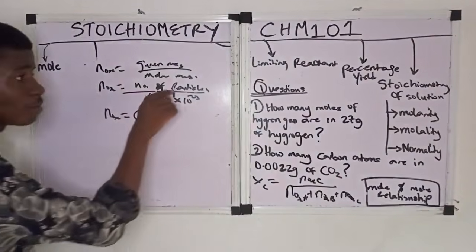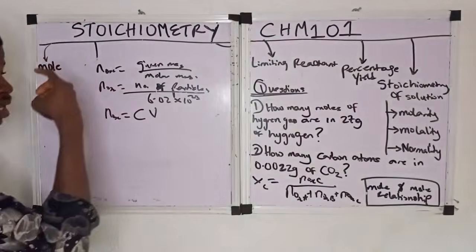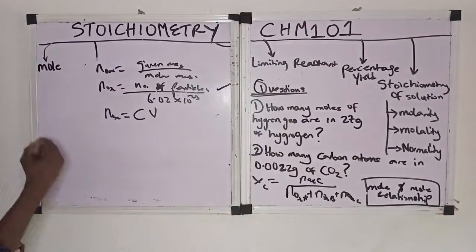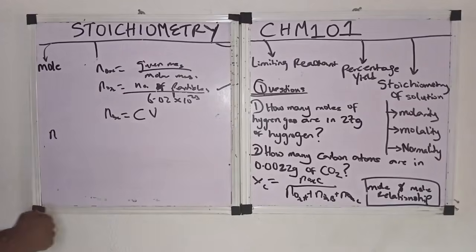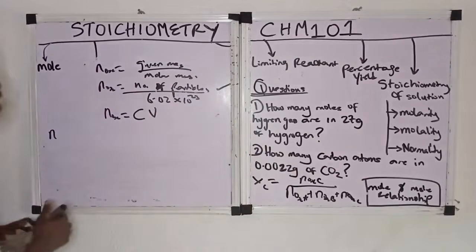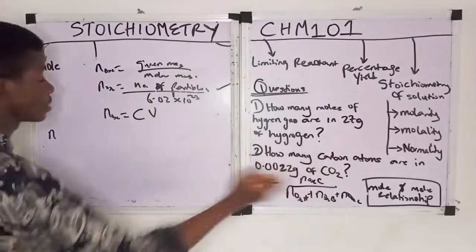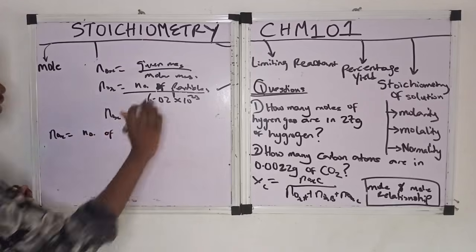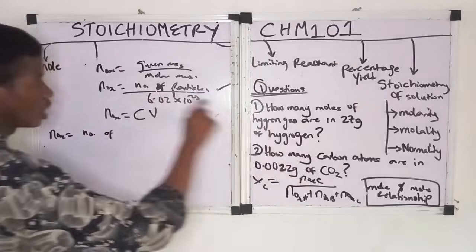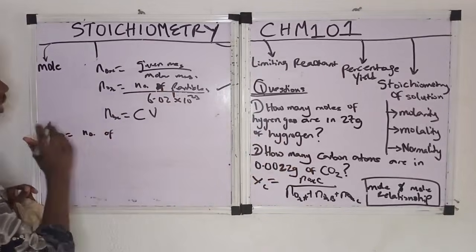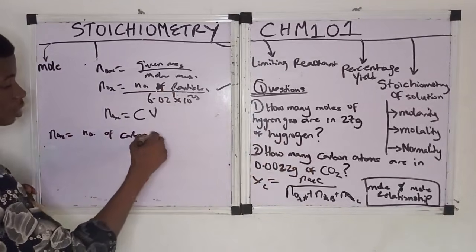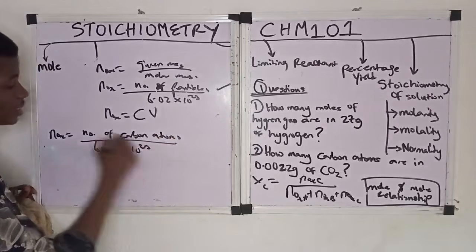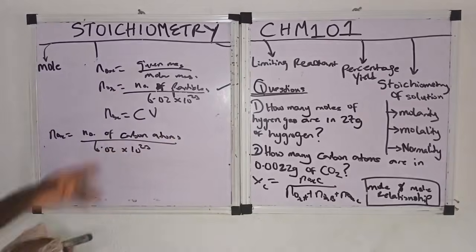Remember, I told you the number of particles can mean number of atoms, ions, or molecules. So we are using this second formula. We're looking for the number of carbon atoms, right? So number of moles equals number of, since we are looking for carbon atoms, in the place of particles you put number of carbon atoms, divided by 6.02 times 10 to the power 23.